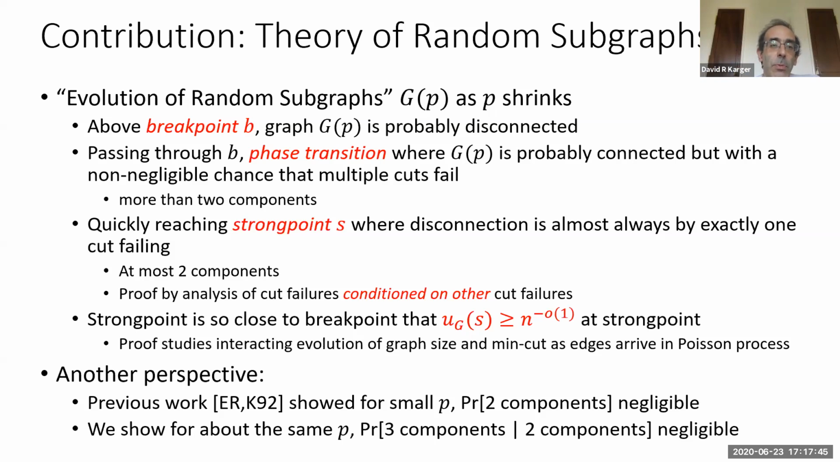So another perspective on this work is that there's certainly been plenty of work showing that as P gets small, the probability that the graph disconnects becomes negligible. That is, the probability that you break into two components. And what this paper is contributing is that at about the same transition point, not only do you get a negligible probability of two components, but you also discover that all of the disconnection probability is in the two component case. And the probability that you get three components conditioned on there being a failure is still negligible.